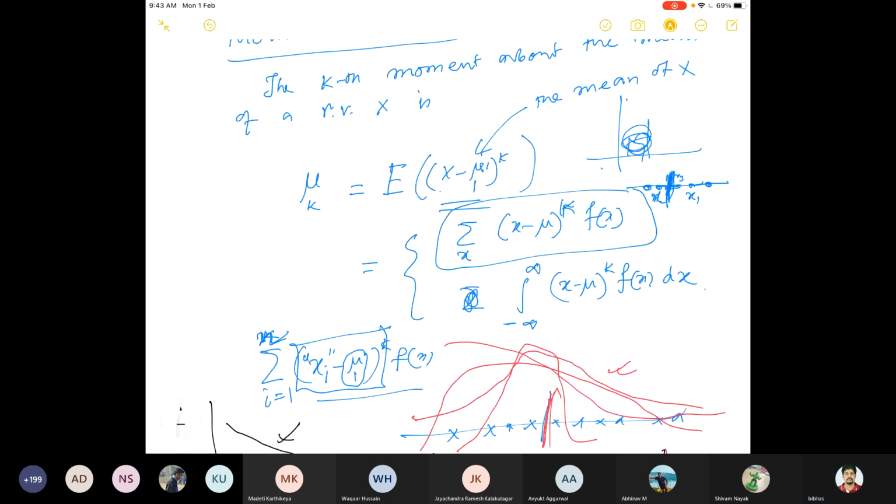Now, since this is mu, so this is 0. So the first moment about the mean is 0. There is no motion. Moment means you can always consider it related to motion. So the moment about the mean is nothing when you consider the first moment. But the second moment, third moment will give you some values. This one, mu 1, is 0. So, the symmetry or skewness, what I was saying.